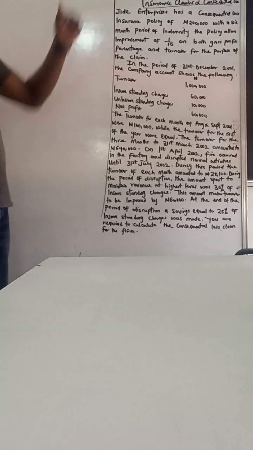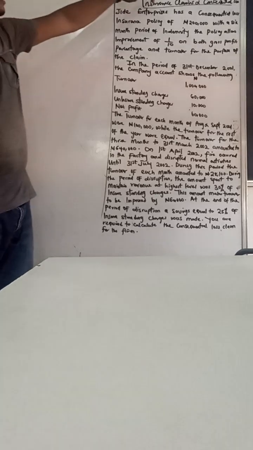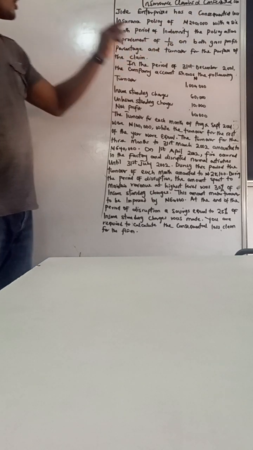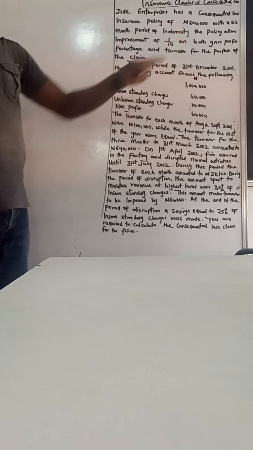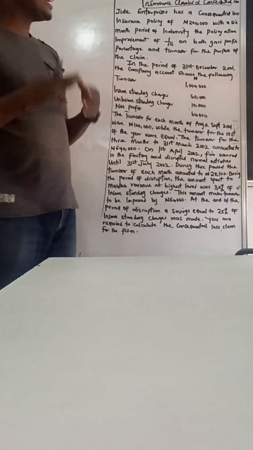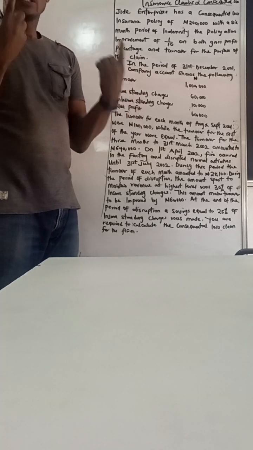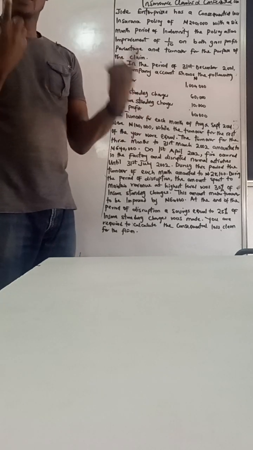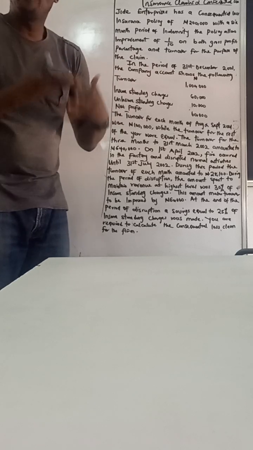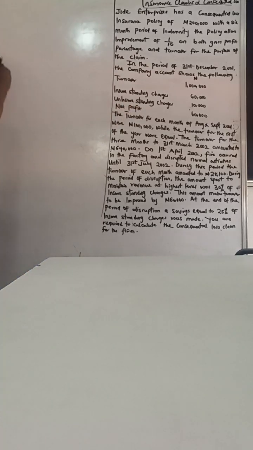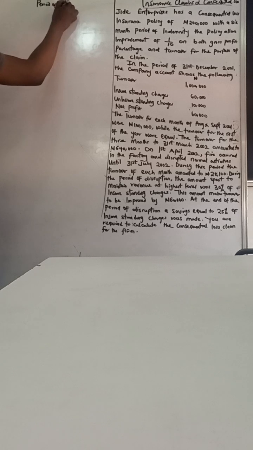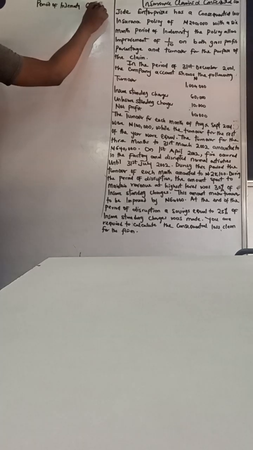This is a standard examination question. Jide Enterprises has a consequential loss insurance policy of 200,000 with a 6-month period of indemnity. Remember, in my first video, I gave you 6 to 7 steps. Step 1 is: you identify the period of indemnity. So I'll come to this side. The period of indemnity, 6 months.